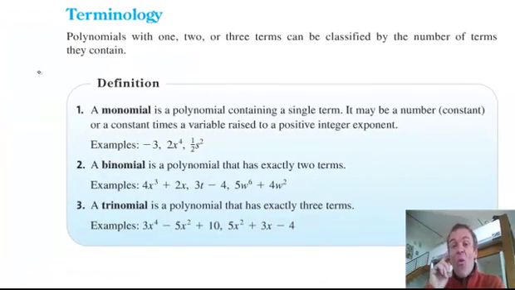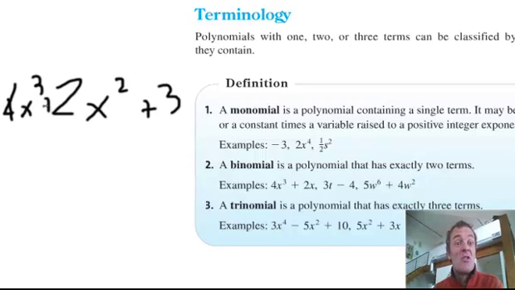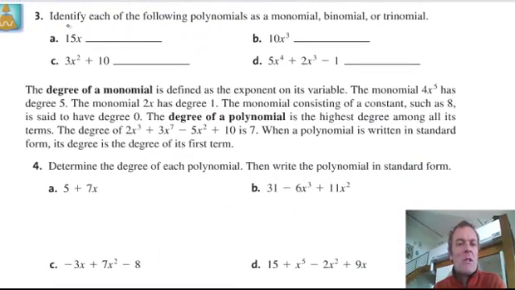Right, a few more terms. Terminology. A monomial, 1 term. A binomial, 2 terms. A trinomial, 3 terms. Polynomial is just a general, many terms. So we can see things like 2x squared, 1 term, okay, 2x squared plus 3, 2 terms. If I do 4x cubed plus 2x squared plus 3, 3 terms, okay, so monomial, binomial and trinomial, just the words we use. Right, identify each one. Well, can you see that's a monomial, that's a binomial, that's a monomial, that's a trinomial.